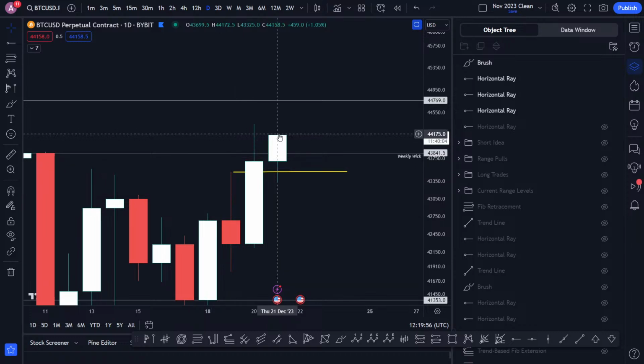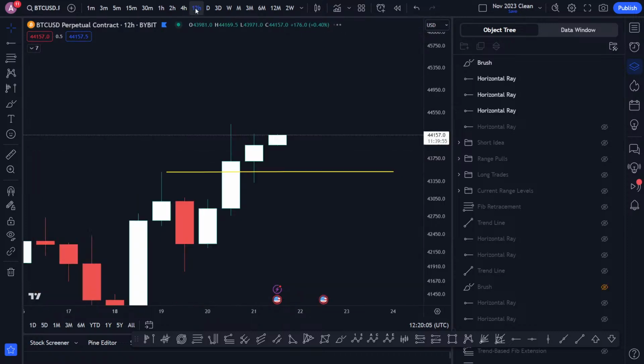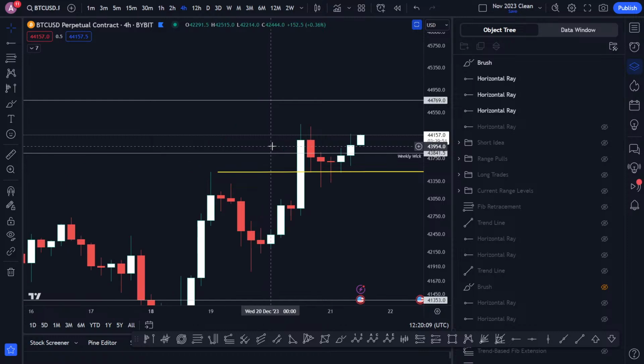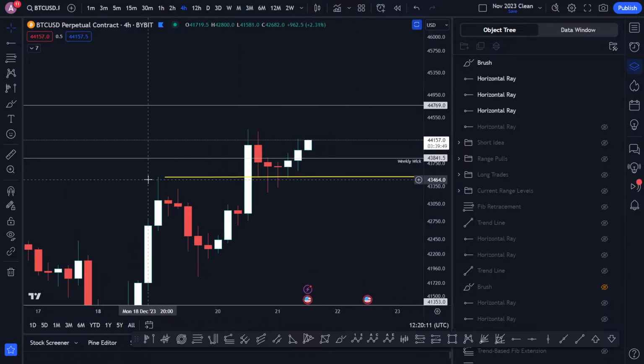Now what you've got on this daily is you're forming the beginning of a back test of that same level on the daily time frame. Yeah, and when you zoom in, you can see on the 12-hour it's done that. When you zoom in on the 4-hour, it's done that. You see, it's done that. It's actually come in to back test that. And so on the 4-hour, that is a bullish back test.